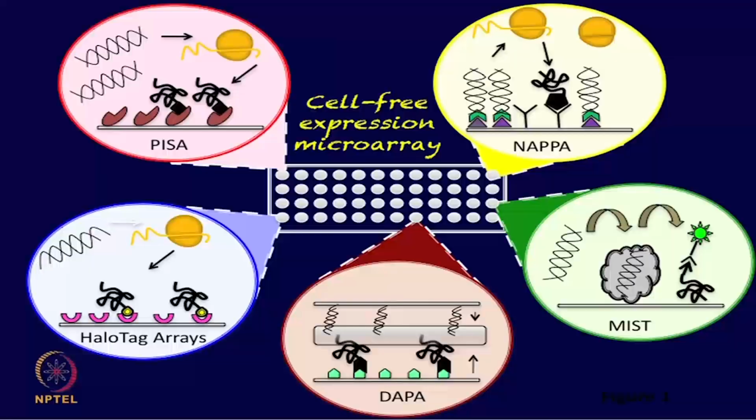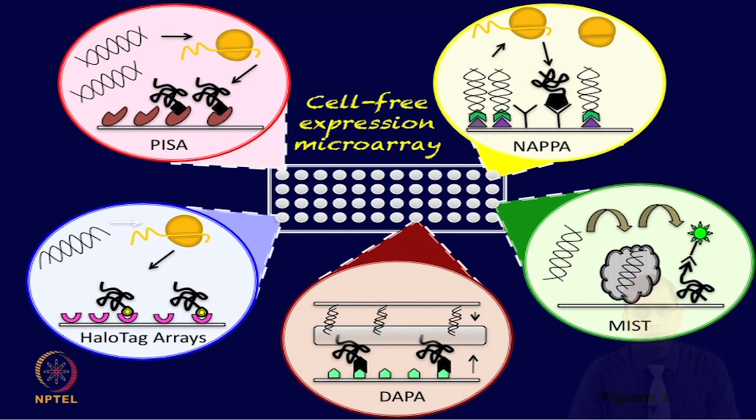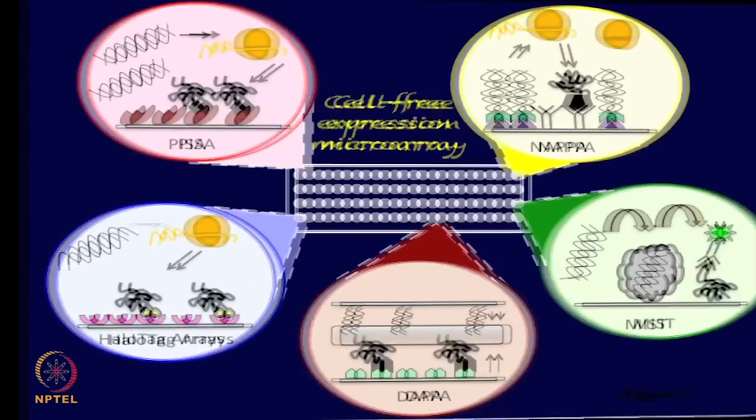In previous lectures, we have discussed how different types of cell-free systems could be employed to generate protein microarrays. We discussed different approaches including protein in situ arrays, PISA, nucleic acid programmable protein arrays, NAPA, multiple spotting technique, MIST, halo tag arrays as well as DNA arrays to protein arrays or DAPA.